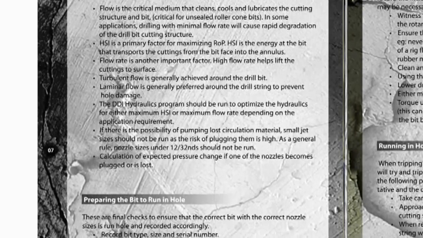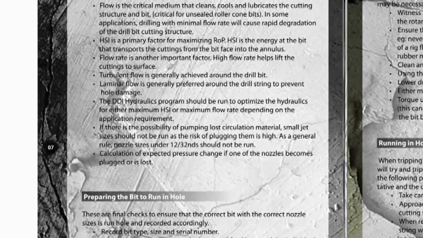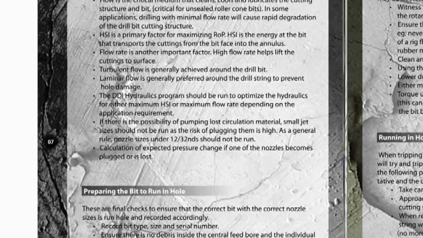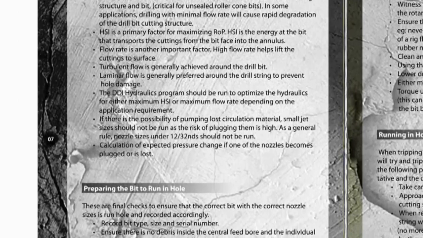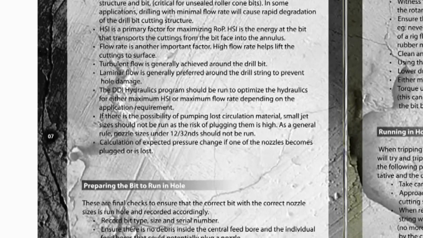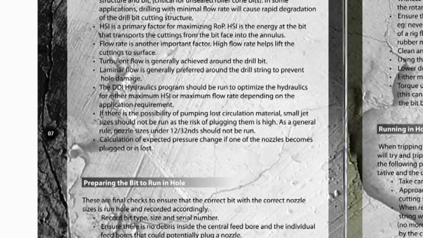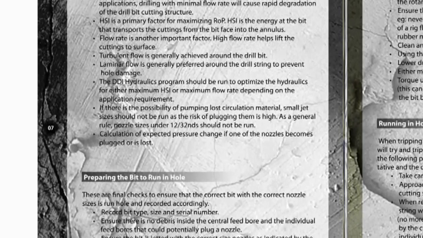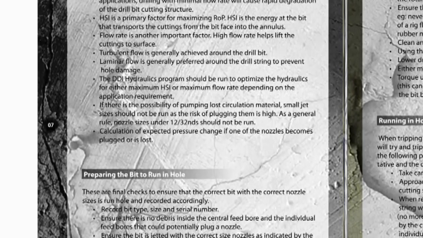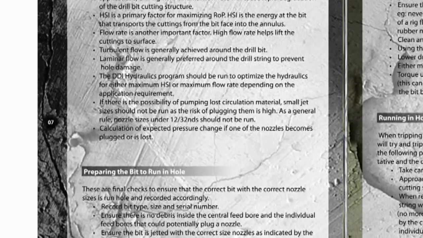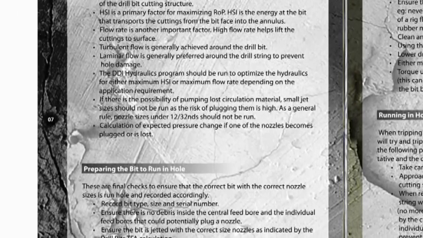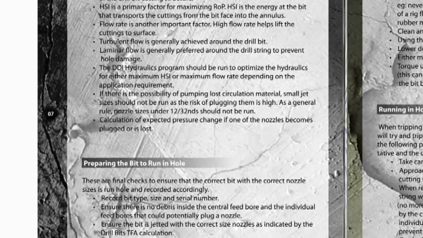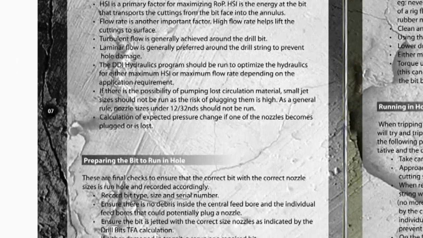The DDI hydraulics program should be run to optimize the hydraulics for either maximum HSI or maximum flow rate, depending on the application requirement. If there is the possibility of pumping lost circulation material, small jet sizes should not be run, as the risk of plugging them is high. As a general rule, nozzle sizes under 12/32nds should not be run. Calculation of expected pressure change if one of the nozzles becomes plugged or is lost.